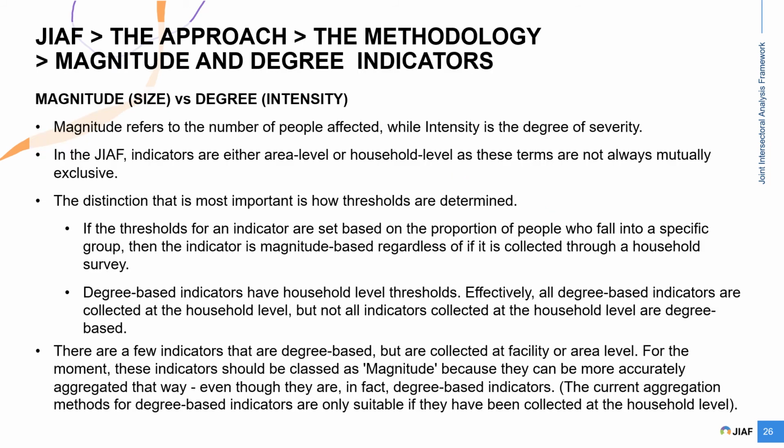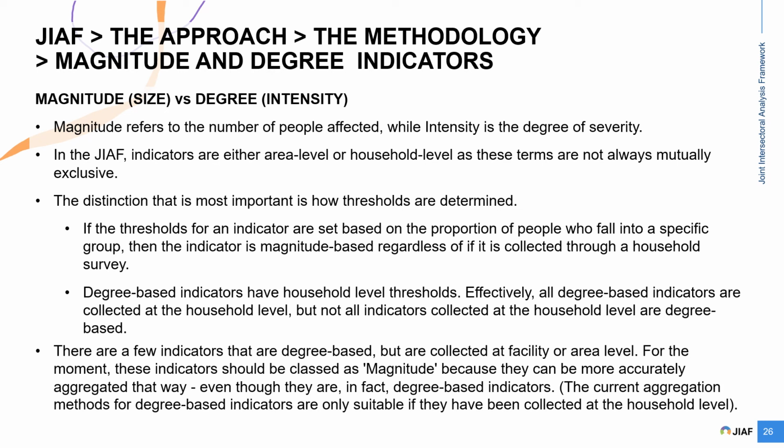Now, one of the elements that created a few headaches in the implementation of JIAF 1.1 last year is the use of magnitude and degree indicators. First, some definitions. Magnitude refers to the number of people affected. On the other hand, intensity is the degree of severity.